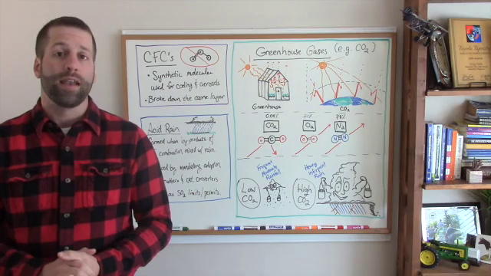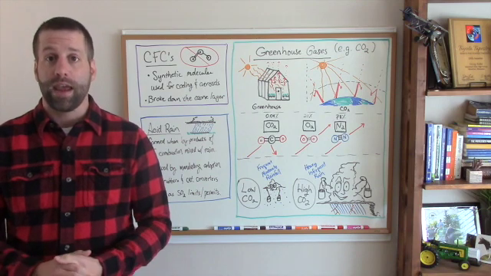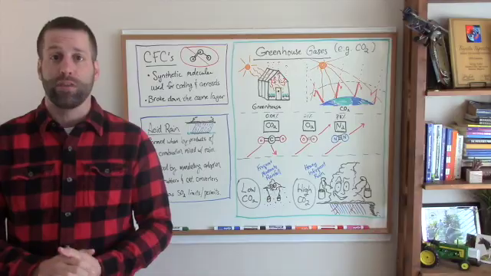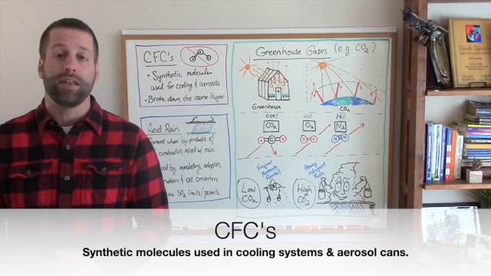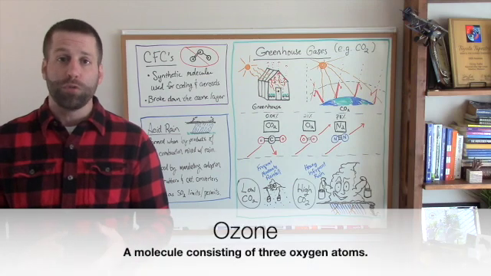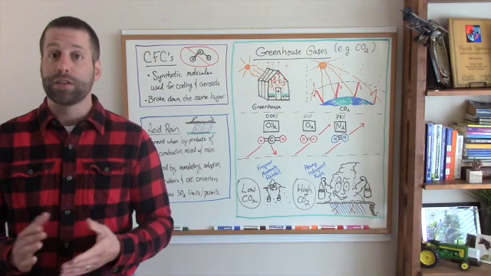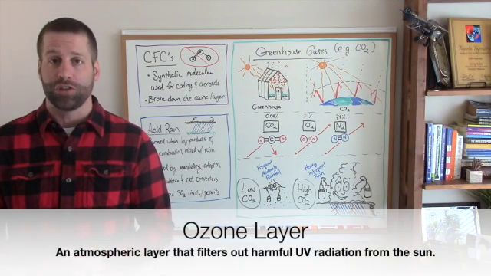This week we're focusing on air pollution, specifically three kinds: CFCs, acid rain, and excess greenhouse gases. CFCs were synthetic molecules that were used in aerosol cans and coolant. CFC molecules interacted with ozone molecules in the atmosphere and broke those down. This broke down the ozone layer, or the layer of the atmosphere that protects us from harmful radiation.